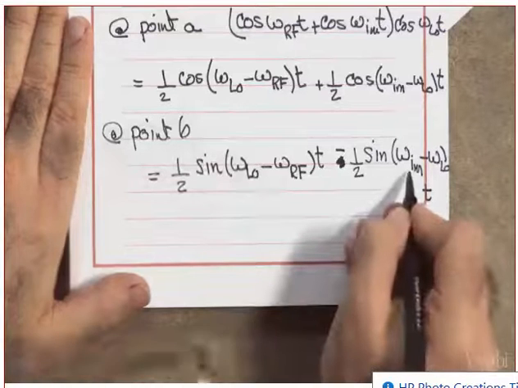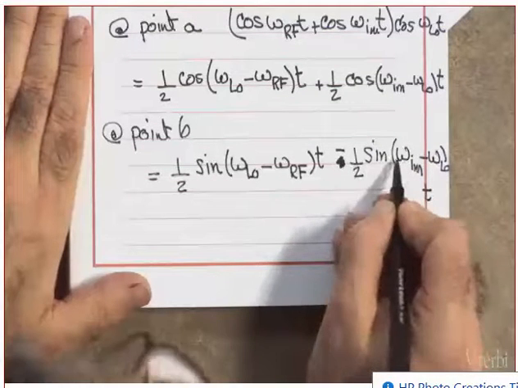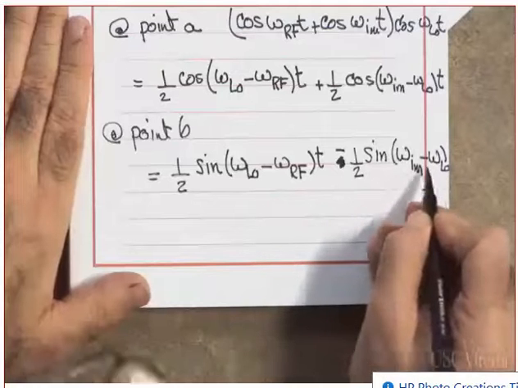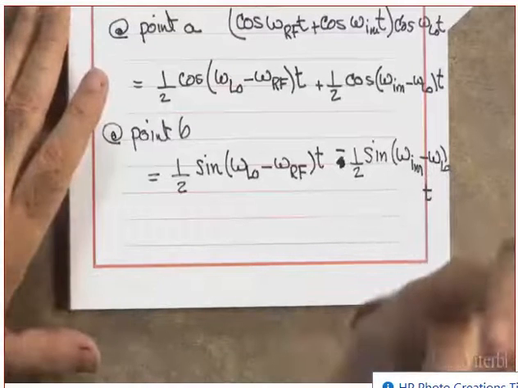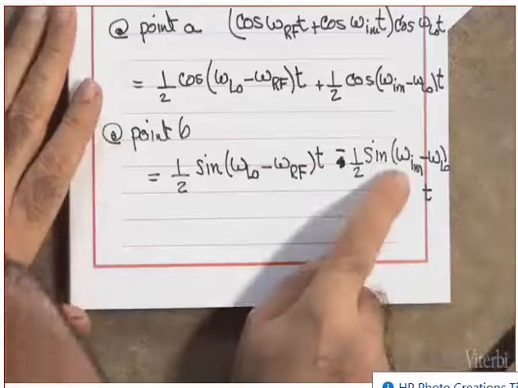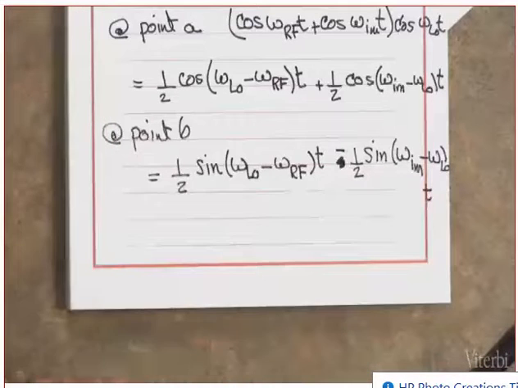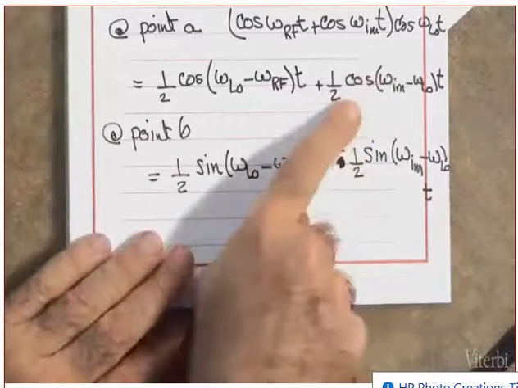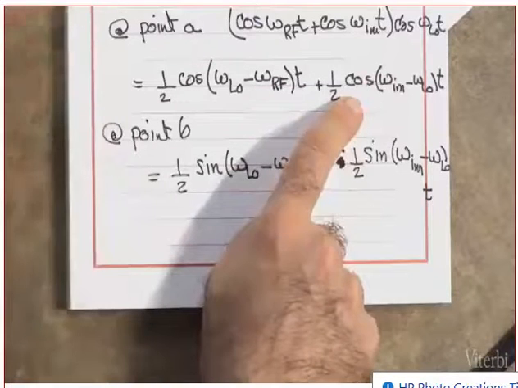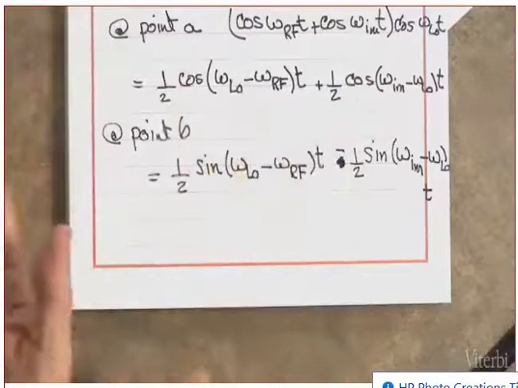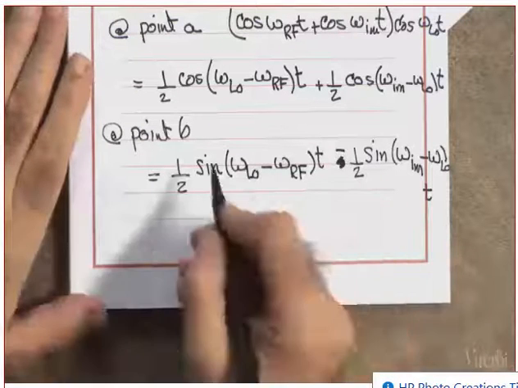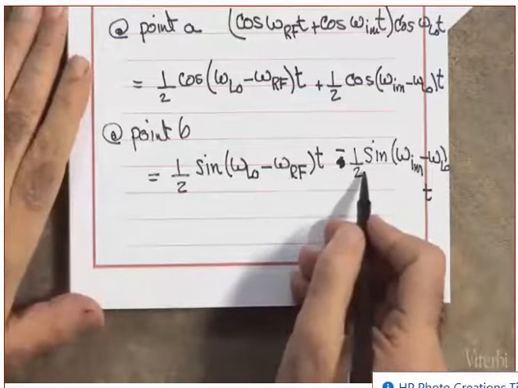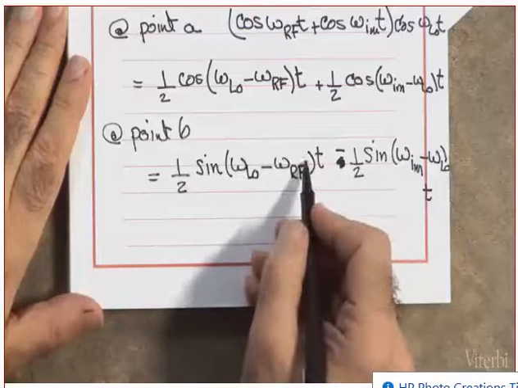I understand that, but this one is sine omega LO minus omega IM. So when you reverse it, it becomes negative, because I wrote it omega IM minus omega LO. In here, it doesn't matter because the cosine is an even function of omega. Did you get it? Yes or no? Okay. When you put a 90-degree phase shift, what will happen?